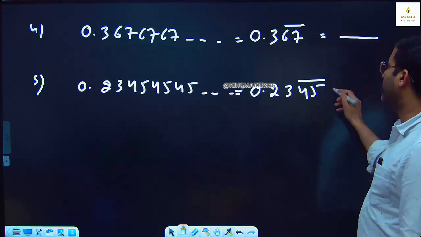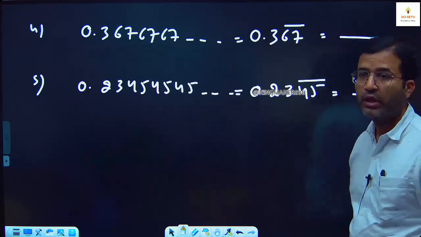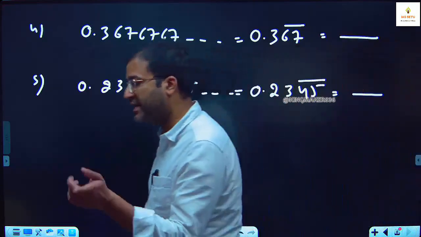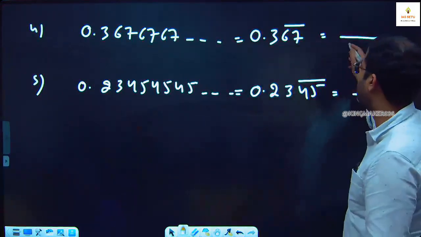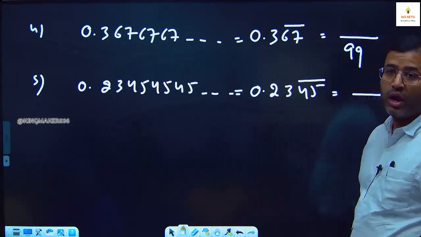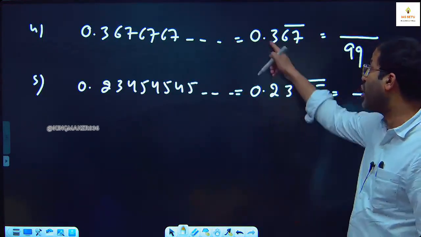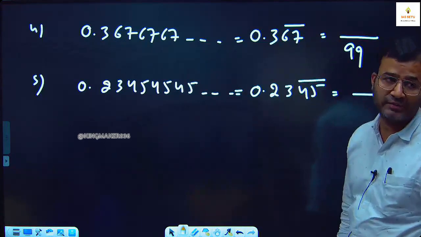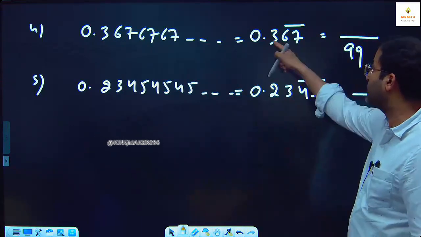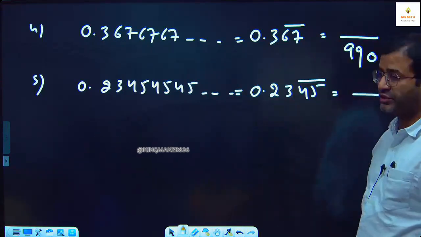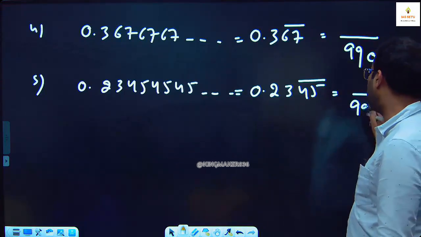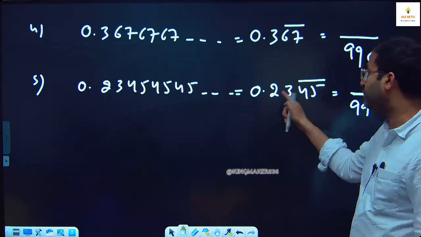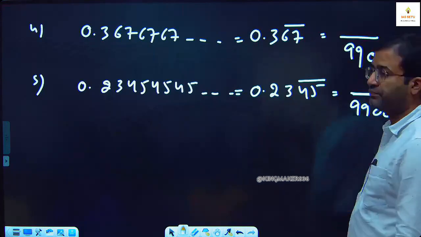Now here denominator: as many 9, as many digits under the bar. So there are 2 digits under the bar, so double 9. After that, as many 0, as many digits between decimal and recurring part. So there is 1 digit between decimal and recurring part, we put 1 zero. In this question, there are 2 digits in the bar, double 9, and there are 2 digits between decimal and recurring part, 2 zeros.